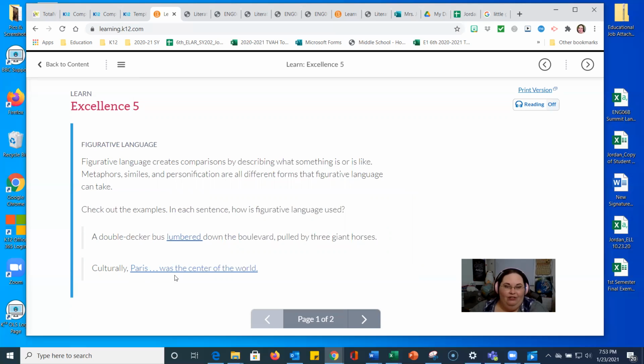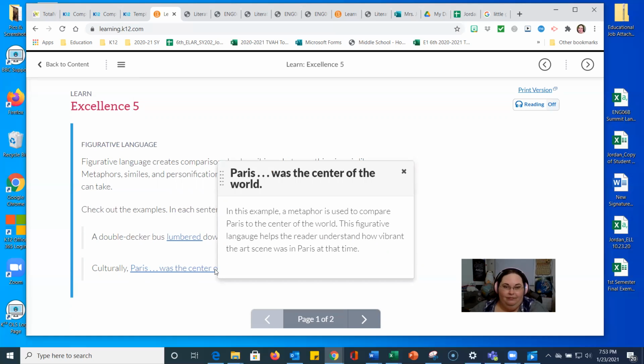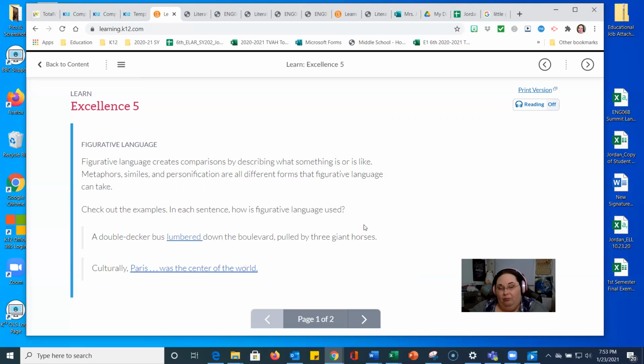Culturally, Paris was the center of the world. This example is a metaphor. It is used to compare Paris to the center of the world. This figurative language helps the reader understand how vibrant the art city was in Paris at that time, and it's still pretty much so today.